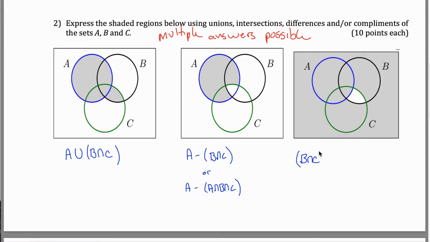I got to get rid of this part. So I'll take B intersects C, and from that I'll subtract something. I'm going to subtract A. If you wanted, you could subtract A intersect B intersect C, or however you want to do it. And then I'll throw the complement over the top. And maybe I even write that.